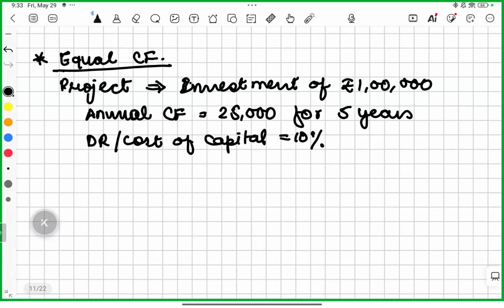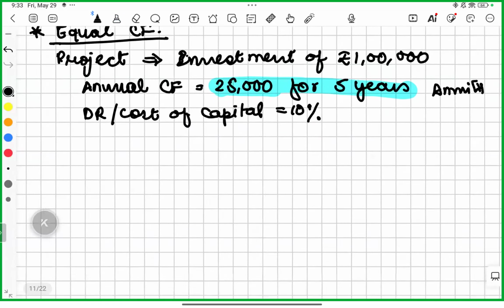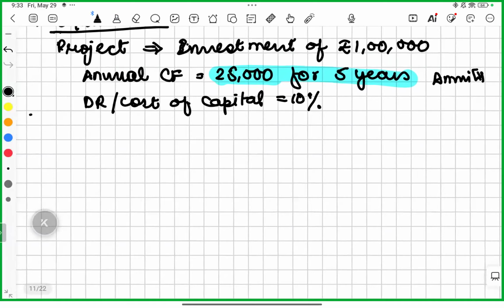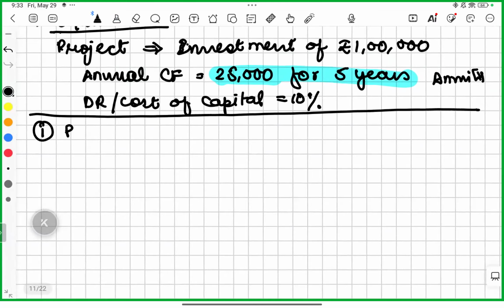We have to apply all the methods. That is, they have given you investment of 1 lakh, annual cash flow of 25,000. Now, if you remember, when cash flows are 25,000 for 5 years, same cash flow every year, this is an example of annuity. Okay? And cost of capital is 10%. So, how to apply each method? Let us say first, payback period.